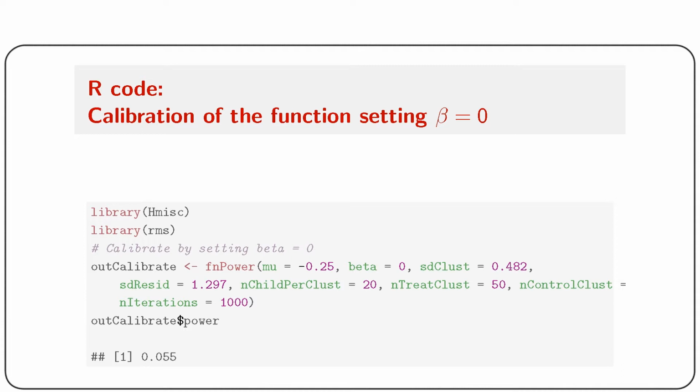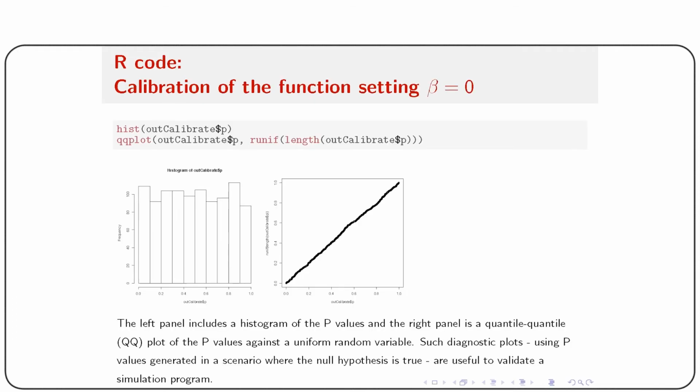Now we can call this function. You have to load the Hmisc package and the rms library. To check the calibration of the function, we set beta equals 0 for this function and see how much power there is. This power is coming around 0.05, so it can be calibrated now. It is a stable function. And further, you also can take a histogram and the QQ plot of the p values.